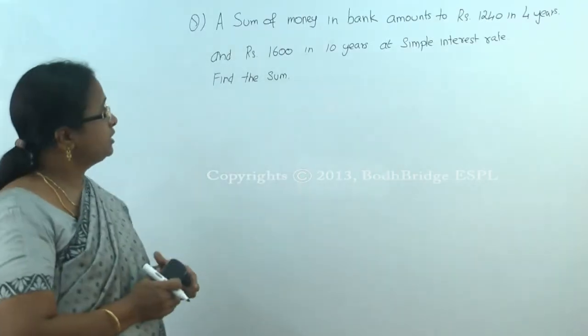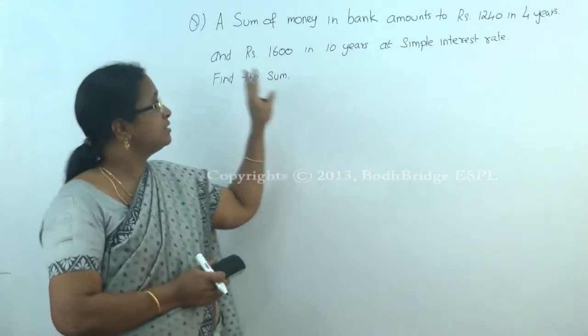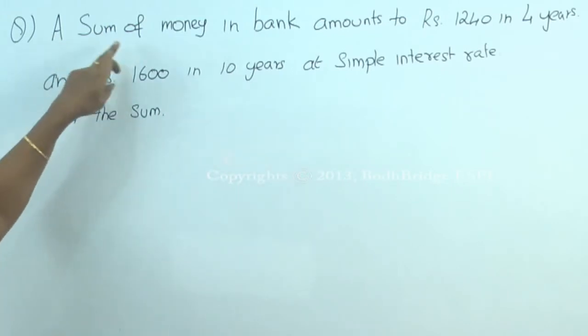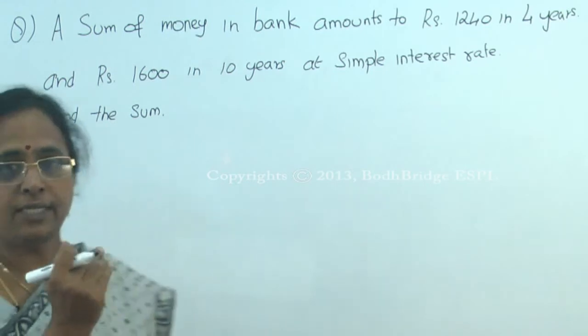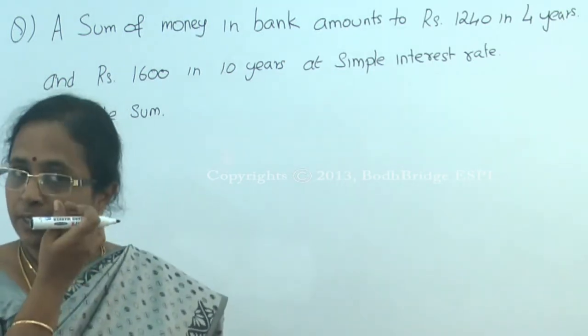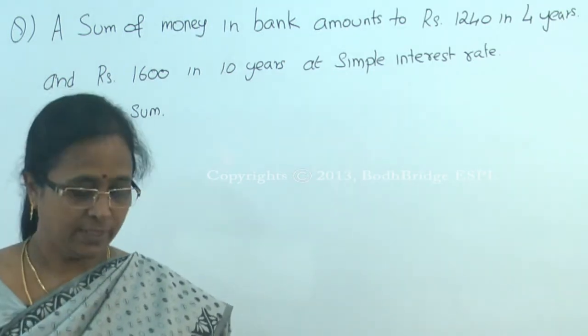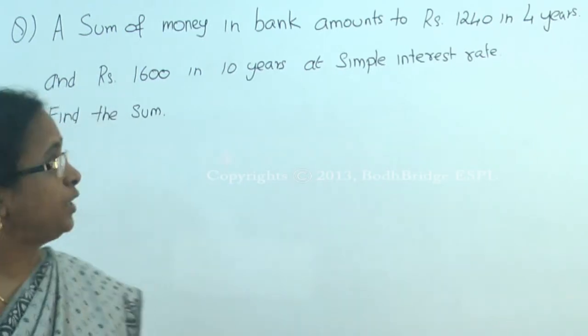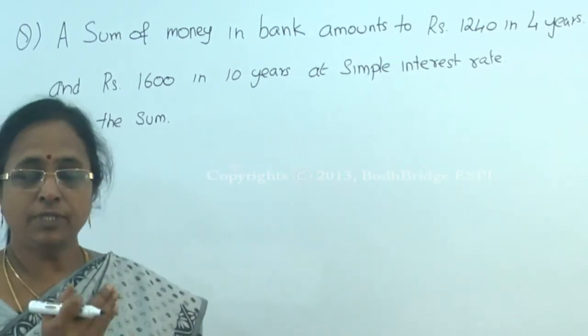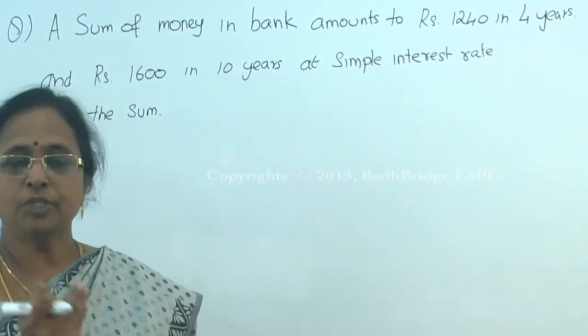This arithmetic progression can be applied even for some interest calculations. For example, we will take one problem here. A sum of money in a bank amounts to rupees 1240 in 4 years and rupees 1600 in 10 years at simple interest rate. Find the sum. With simple interest, every year the interest calculation will be the same. It is not going to change, unlike in compound interest, where the interest varies every year because interest on interest is also included. But here the interest is the same every year, so it is following an arithmetic progression.